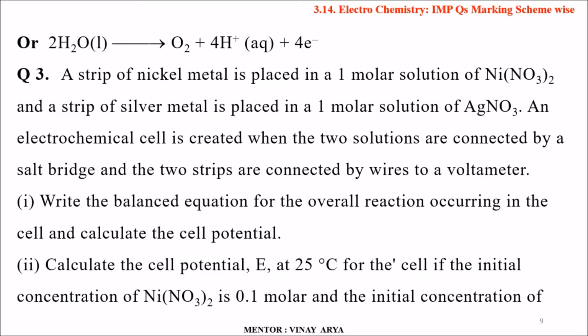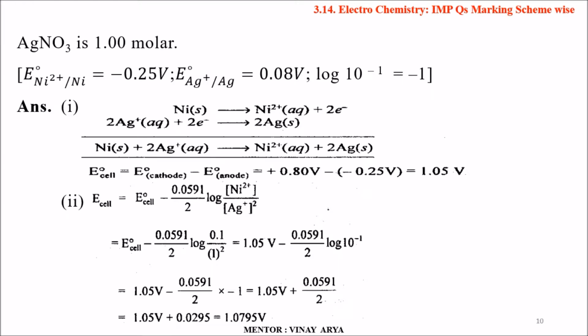Second part is calculate the cell potential E at 25 degrees Celsius for the cell if the initial concentration of Ni(NO3)2 is 0.1 molar and the initial concentration of AgNO3 is 1 molar. We know that E naught for nickel ion to nickel is minus 0.25 volt and that of silver is 0.80 volt, and the value of log 10 to the power minus 1 is minus 1, that is known to us.